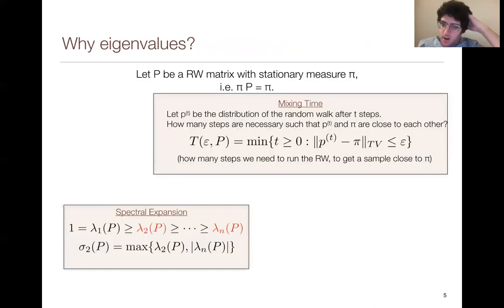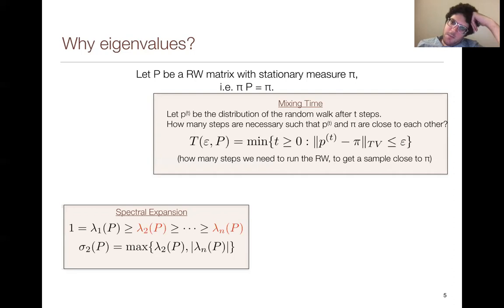Let me just talk about why I care about eigenvalues. I said before that what I care about is actually the mixing time. And mixing time is, roughly speaking, how many steps I need to run this random walk to get a sample that is close to the stationary measure of the random walk. And the stationary measure in our case is going to be the uniform distribution. So it's just the number of steps I need to run the random walk to get an approximately uniform sample, or rather a sample that is sufficiently close to being uniform.